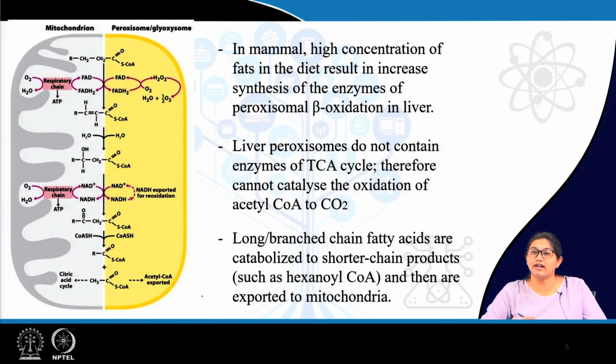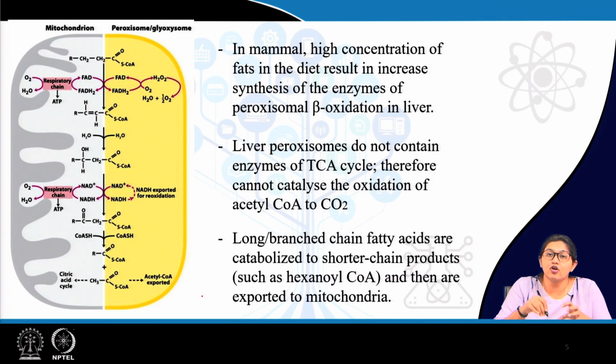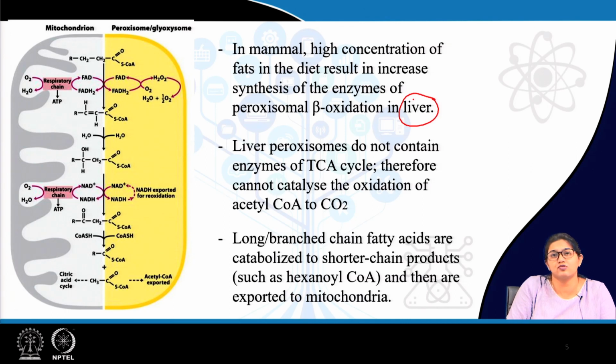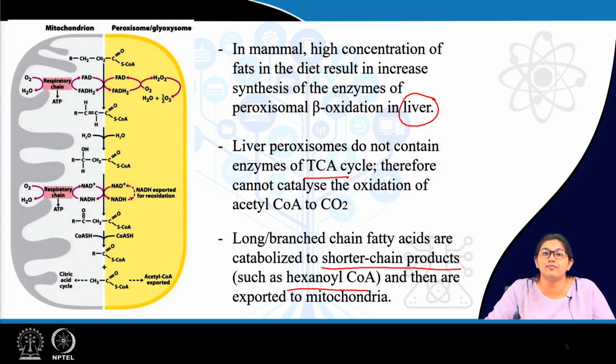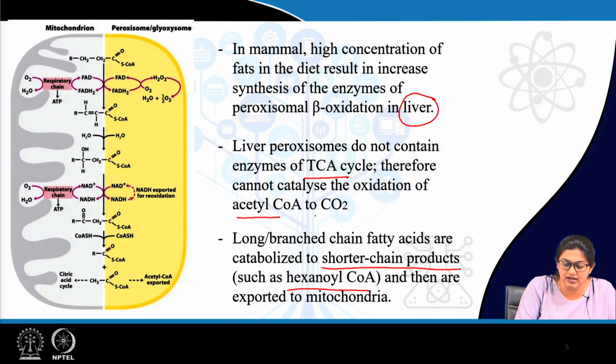Now, remember, peroxisomal fatty acid oxidation occurs in peroxisome where there is no TCA cycle. When there is excess branch chain or very long chain fatty acid ingestion, with a high concentration of this type of fat in our diet, it has an effect on peroxisomal beta oxidation located in the liver. The enzymes related to peroxisomal beta oxidation are increased. Now, this peroxisome does not contain the TCA cycle, so what will be the fate of those fatty acids broken down? Basically in liver they form shorter chain fatty acid products like hexanoyl coenzyme A, and those shorter chain fatty acids come out of peroxisome and enter mitochondria to follow the complete oxidation through beta oxidation to form acetyl coenzyme A and carbon dioxide.